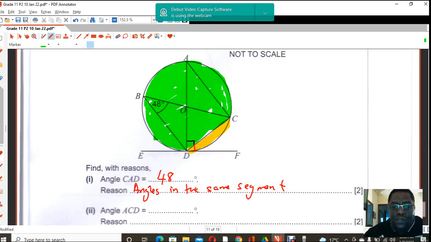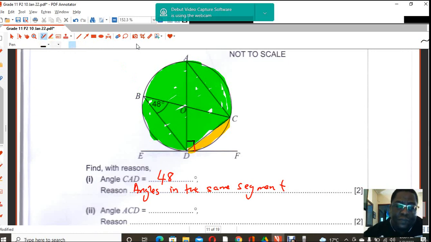Okay. So why is this important? So you can see that angle, the 48, is here. So this is also 48. And the reason is because they are angles in the same segment. Right, so there could have been another reason, and of course you can go ahead and give that reason. You can say, well, angles subtended by the chord, in this case CD, they are equal. Okay, they're subtended by that chord.